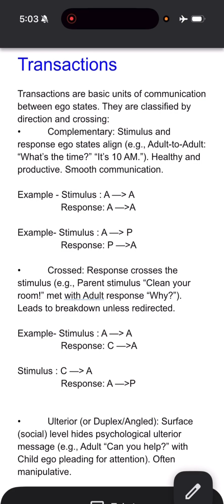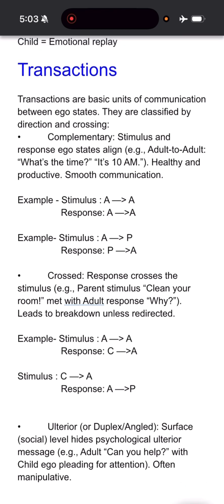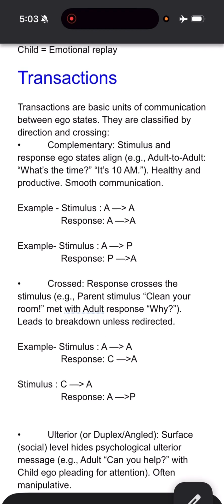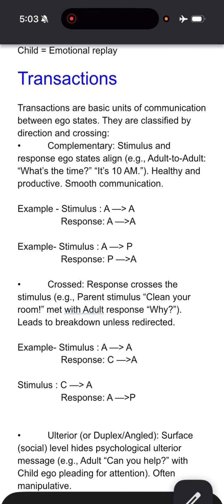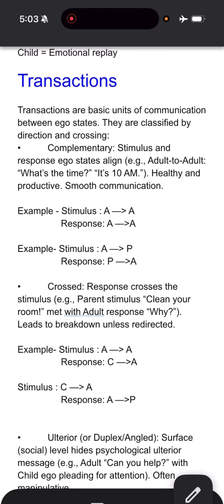Now, what is a transaction? First of all, it is the basic unit of communication between two ego states. Right? If it is asked which is the basic unit of communication in transactional analysis, it is transaction. Between two ego states means it can be between adult and adult, adult and child, child and parent, parent and adult, anything, right?